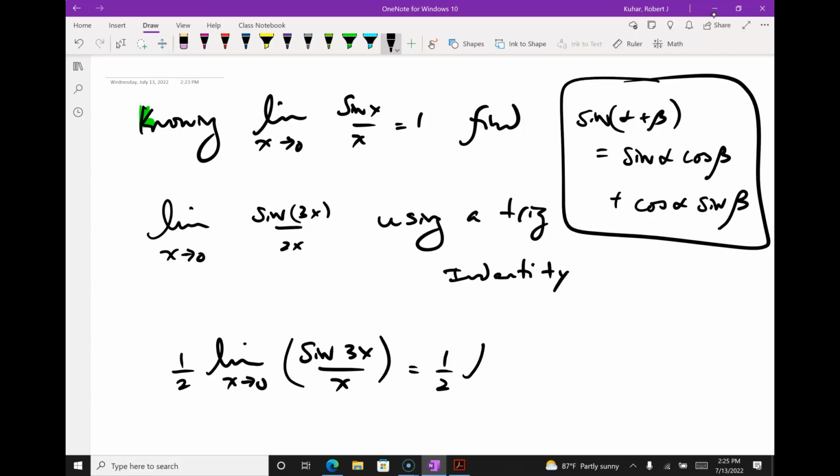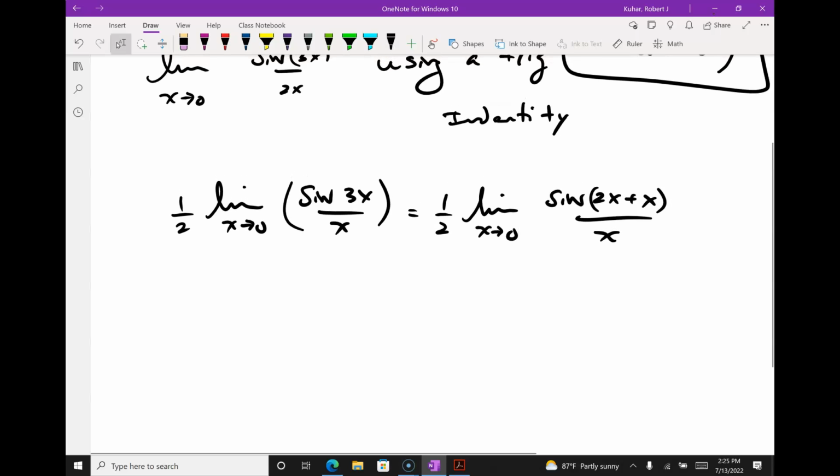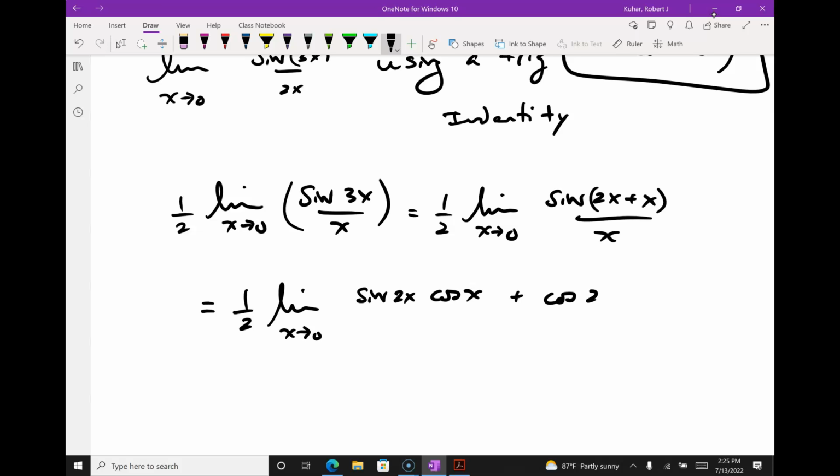So I'm going to do 1/2 times the limit as x goes to 0 of sine of 2x plus x all over x. And so my alpha is 2x, my beta is x, right? So sine 2x cos of x plus cos of 2x sine of x, all divided by x.